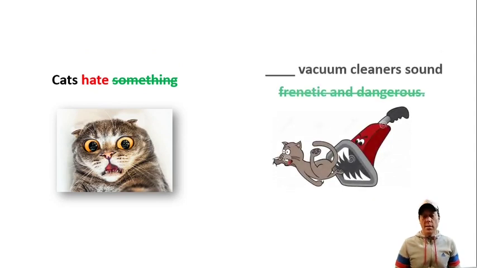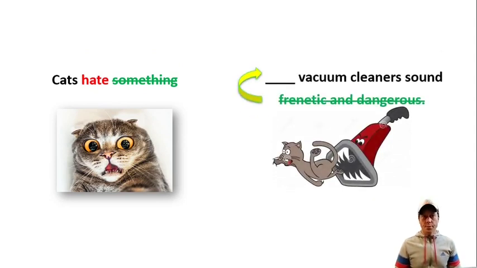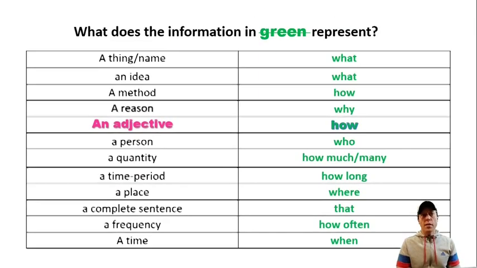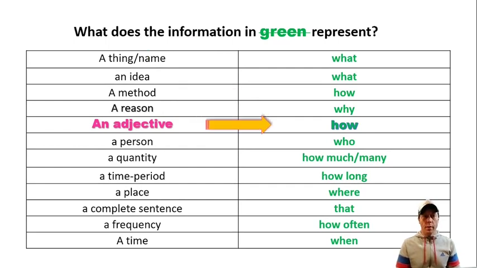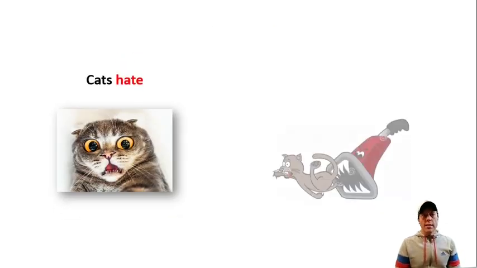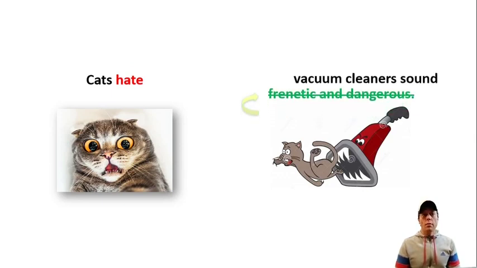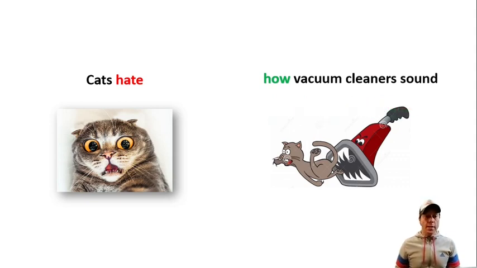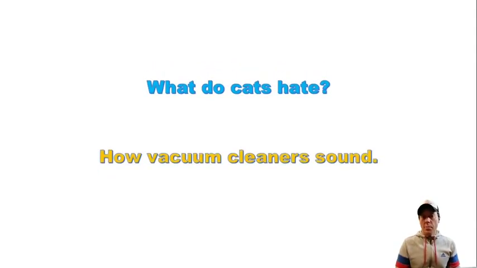Okay, cats hate. This is another emotional verb. Vacuum cleaners sound frenetic and dangerous. We're going to substitute those words frenetic and dangerous. What are those words? What does the green represent? Once again, it's an adjective, so we're going to use how. How will substitute the adjectives. Cats hate how vacuum cleaners sound. The question, what do cats hate? How vacuum cleaners sound.